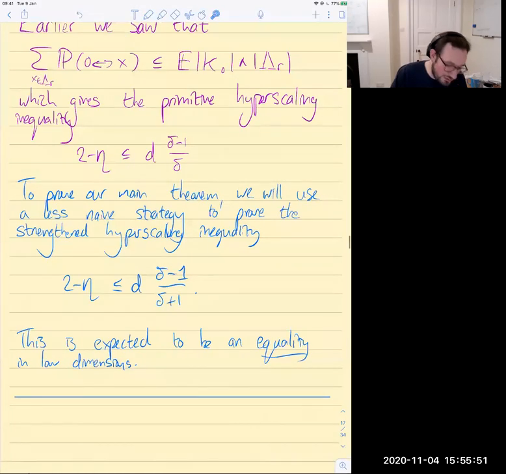Okay. So in order to prove the main theorem, we need to somehow strengthen this and come up with a more sophisticated thing to do instead of just this trivial bound here. And in fact, this is going to imply this stronger hyperscaling inequality. And this is nice because this should actually be an equality in low dimensions. So we prove that the inequality version holds in all dimensions, but it should actually be an exact equality when the hyperscaling relations hold. So that's cool, and I'll tell you about the proof of this after the break.